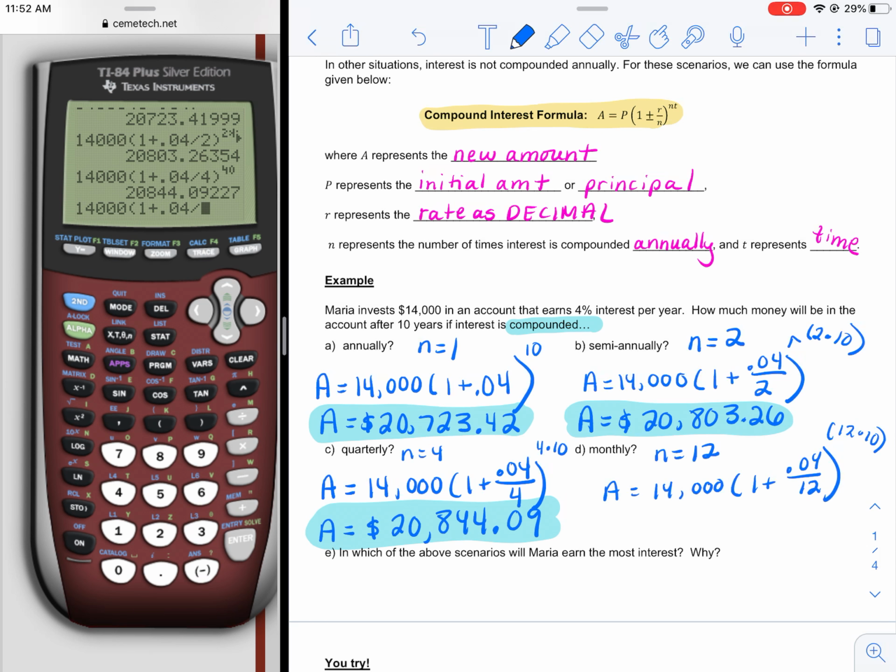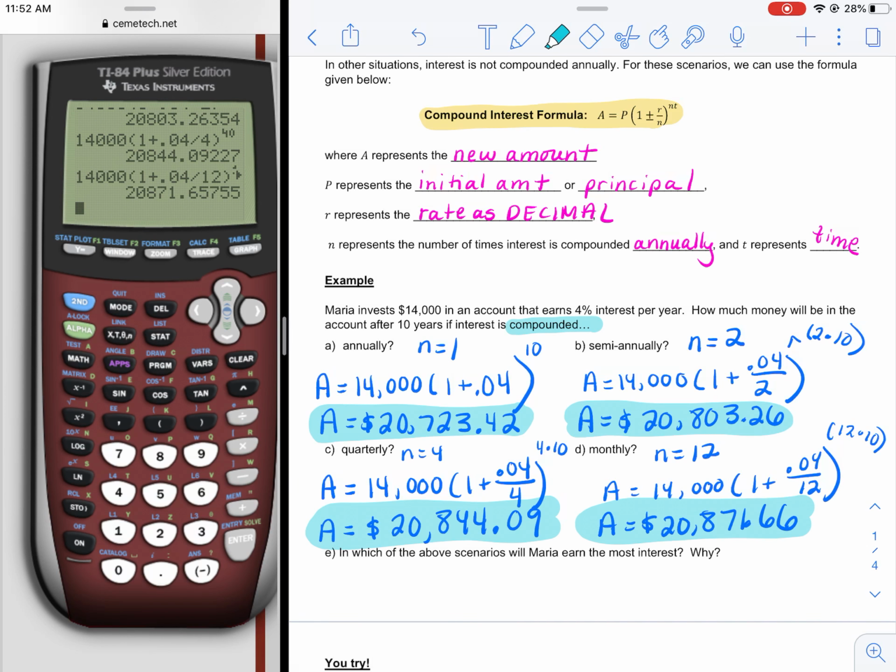Whoops, I think divided by 12 to the 120th power. All right, so again, we get $20,871.66.